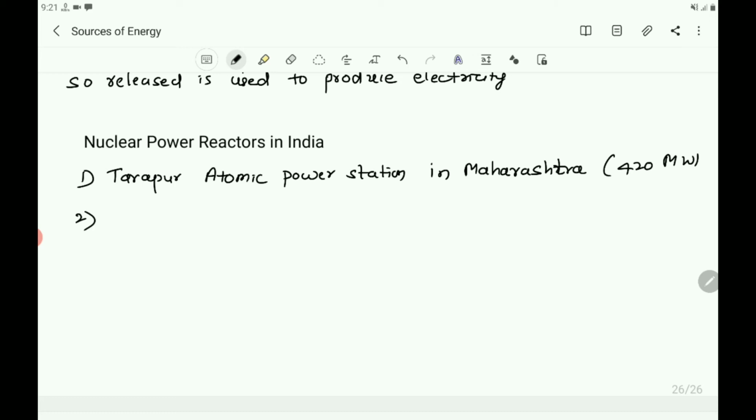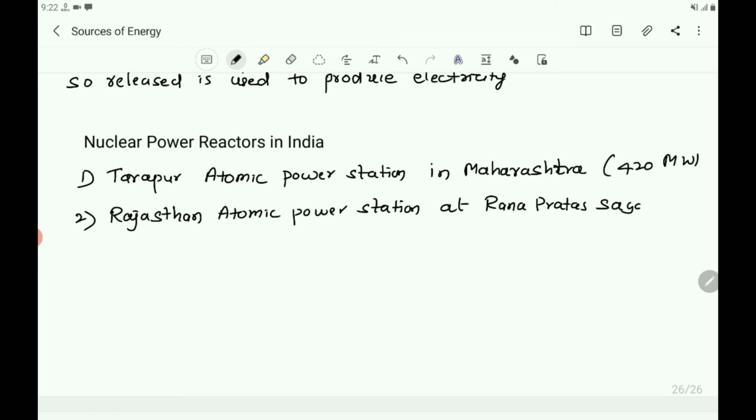Second, Rajasthan Atomic Power Station at Rana Pratap Sagar near Kota.